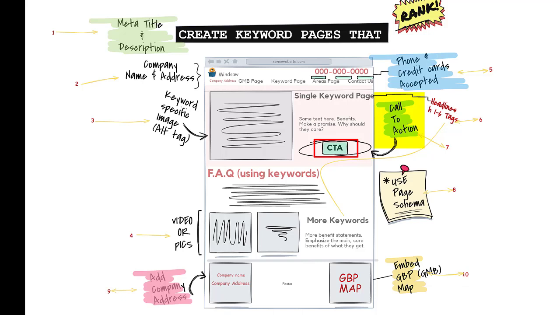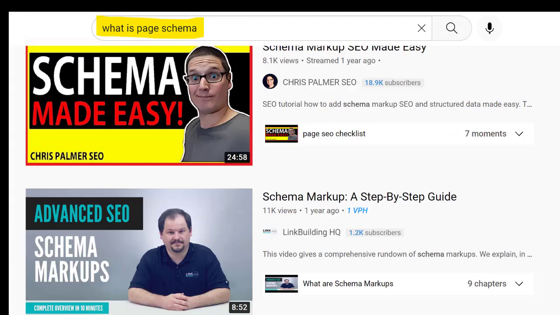Number 8 is using page schema. Once again, if this is a word that's not familiar to you, very simple. Just go into YouTube and type in what is page schema. Page schema is a code that Google reads, that Google's able to quickly identify what your website is all about and where you're located. That's all it basically is.